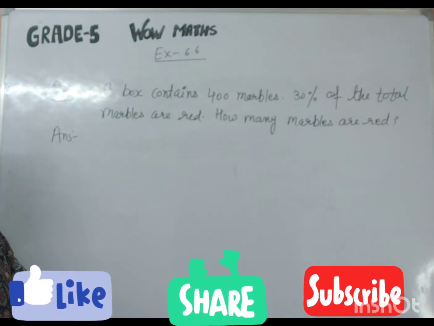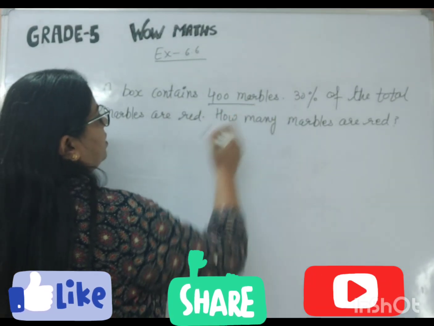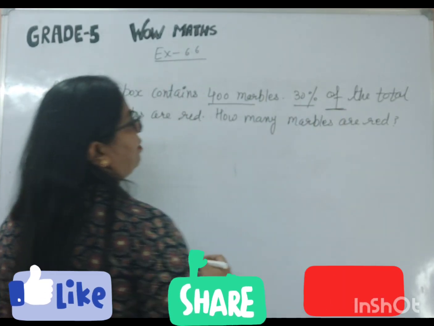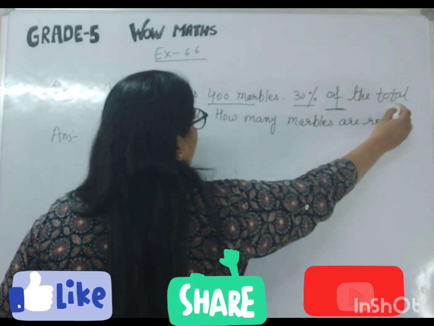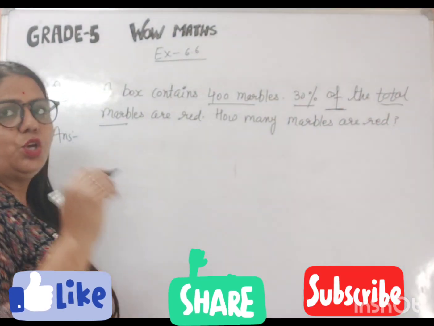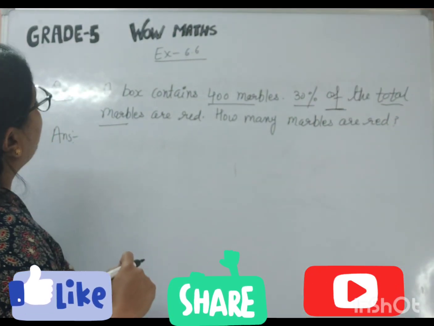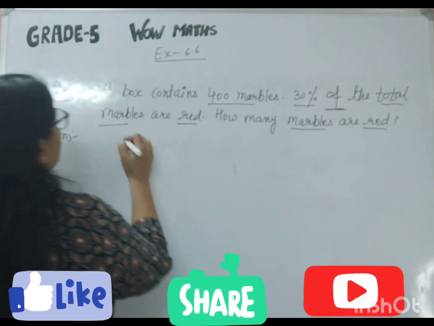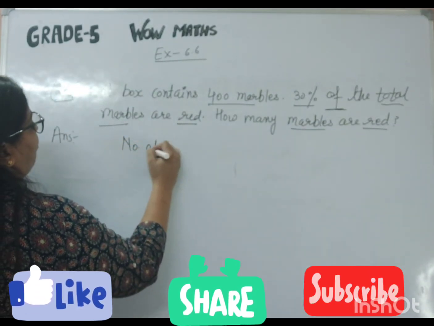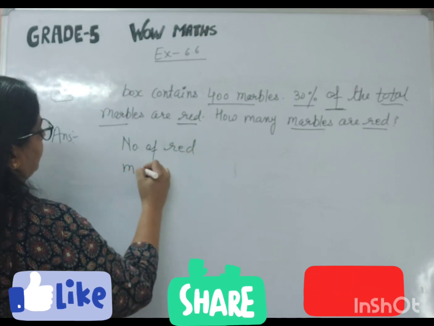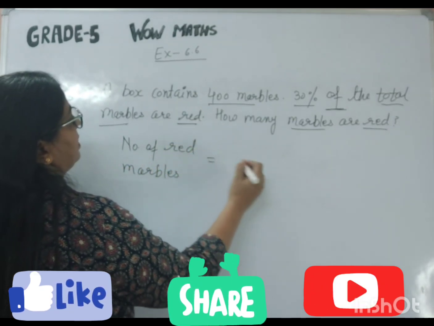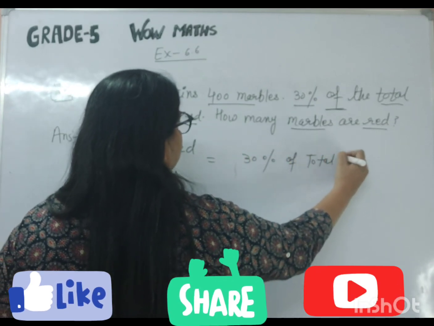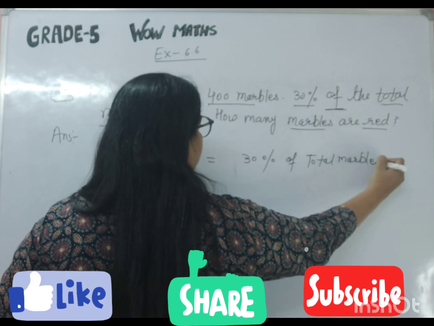Moving to question number 4, there is a box which contains 400 marbles and 30% of the total. See here the word of is given, means 30% of किसका लेना है? Total marbles का, and total marbles here is 400. So 30% of the total marbles are red. You need to find out the number of marbles which are red. So red marbles are given 30% of total marbles. It is given in your question.